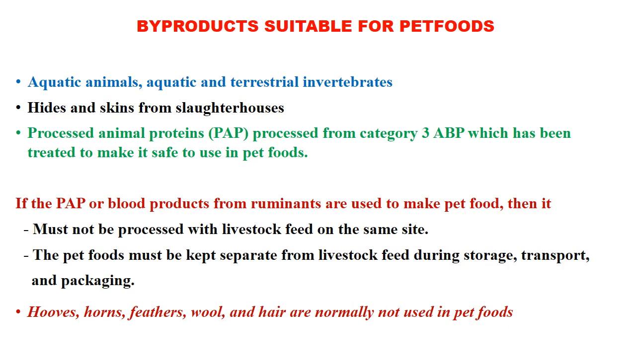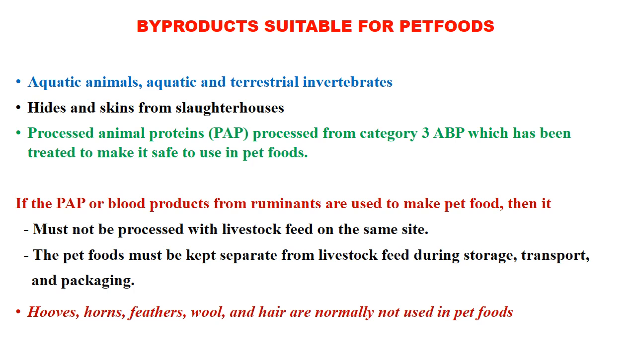So here once again we will see the byproducts suitable for pet foods. Firstly, the aquatic animals, aquatic and terrestrial invertebrates, they are all suitable for pet foods. Hides and skins from slaughterhouses are suitable. Then processed animal proteins, that is the animal proteins processed from any category 3 animal byproducts which has been treated to make it safe, is suitable for use in pet foods. The processed animal protein coming from the category 3 are suitable for pet foods.